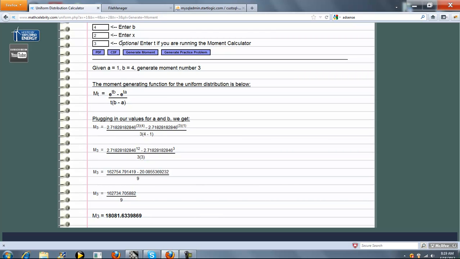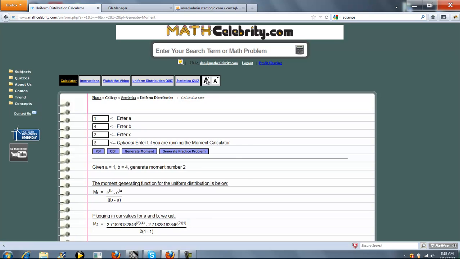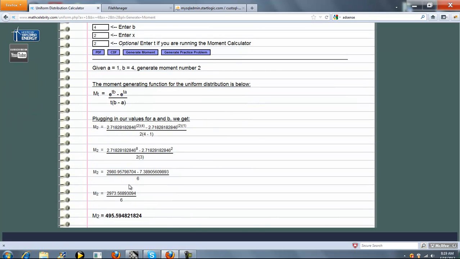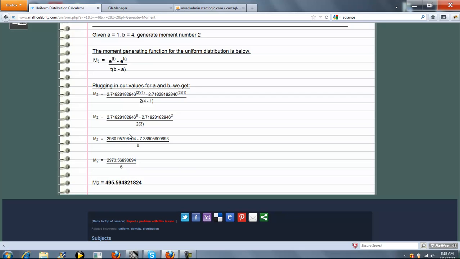Let's say we wanted to get the second moment. So you plug in 2, press generate moment, plug in our numbers. We got 2 for t now. Simplify, evaluate, we get 495.